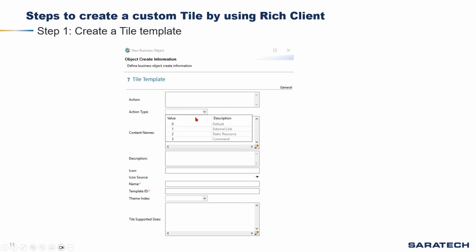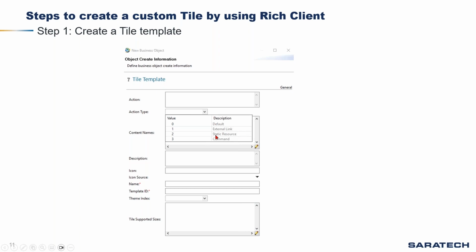There are four common action tabs in the tile template. The first one is the default action tab. When we click on the tile, it will go to the Active Workspace history token. The next action tab is the external link. When we click on the tile, it will open the URL that we provided earlier in this action area in a new web browser tab. And I will demonstrate this action tab today.